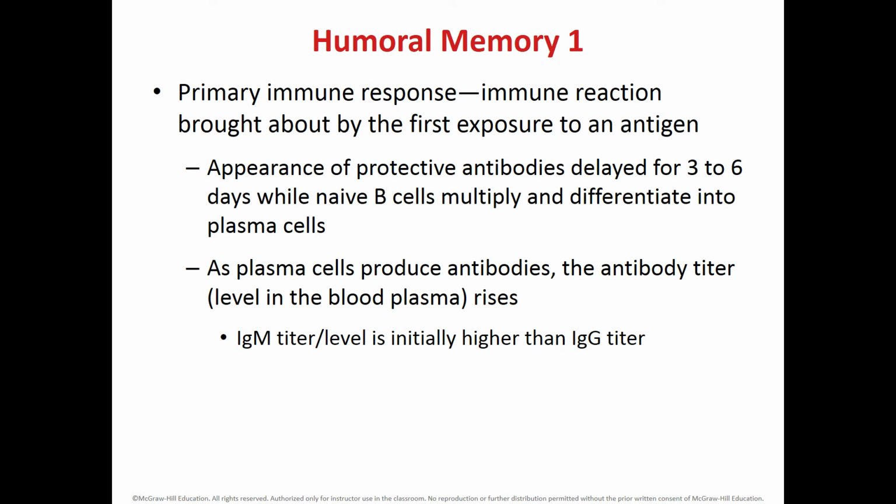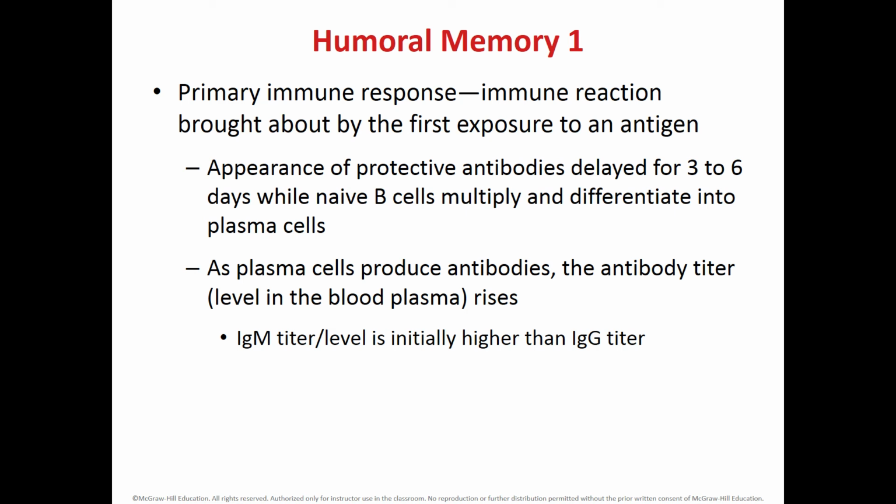Okay, so one of the important points as well for the humoral immunity is that the first time that you get exposed to these antigens, your primary immune response will be to produce IgM and IgG. But IgM titers or levels are going to be initially higher than IgG in your primary immune response. Why? Because IgM is the first antibody that will help to bind these antigens.